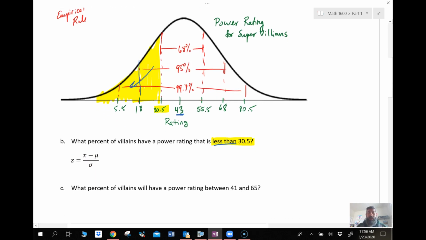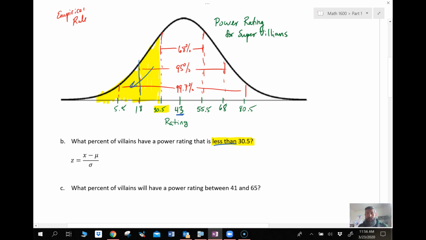So what percent of villains have a power rating that's less than 30.5? Generally speaking, even though we can do a lot of this stuff in the calculator, we want to show some work. We want to make sure that we're understanding how to use that normal distribution. For my class anyway, and this is true for most classes, you're going to want to show at least your calculation of your z-score. So make sure you're showing that calculation for z-score.